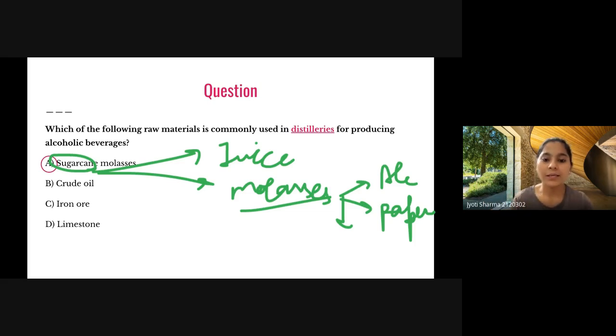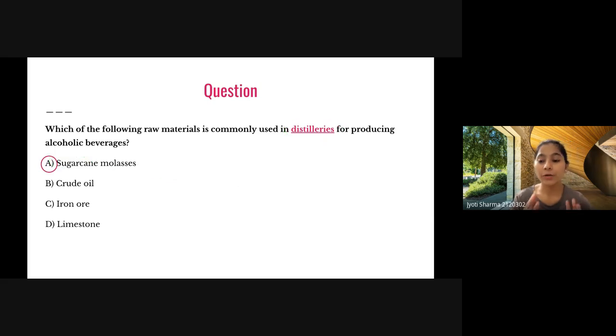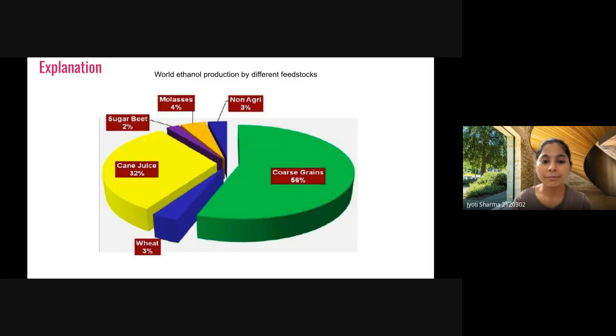But what do we mean by distilleries? I have a few slides to give you an overview of what we mean by distilleries, right? Distilleries can produce alcoholic beverages, but what exactly are distilleries? So let me show you.